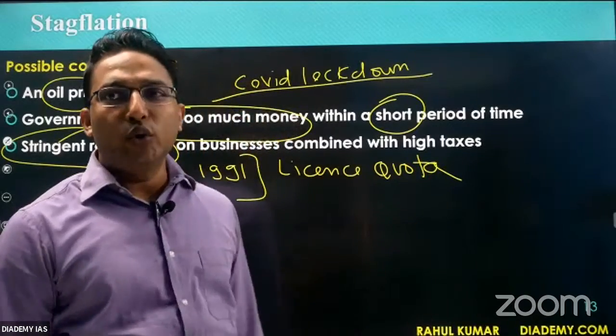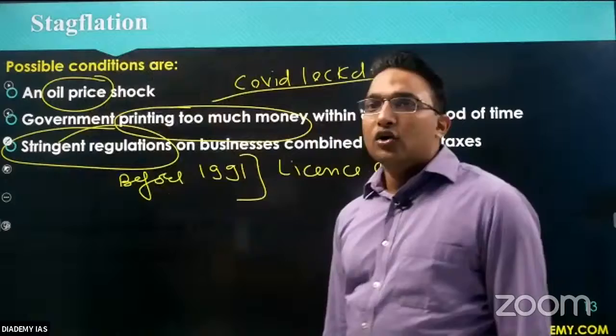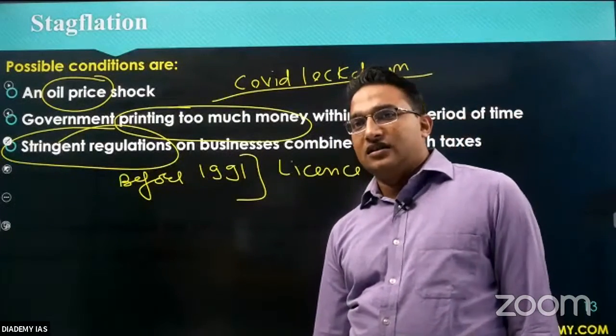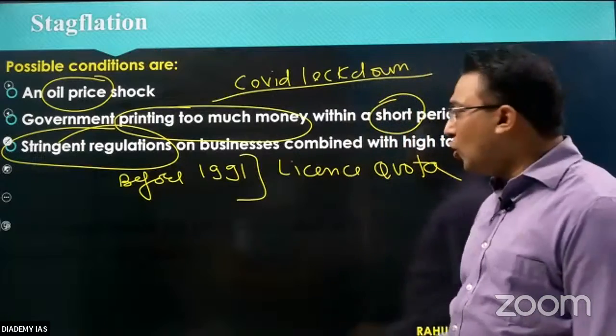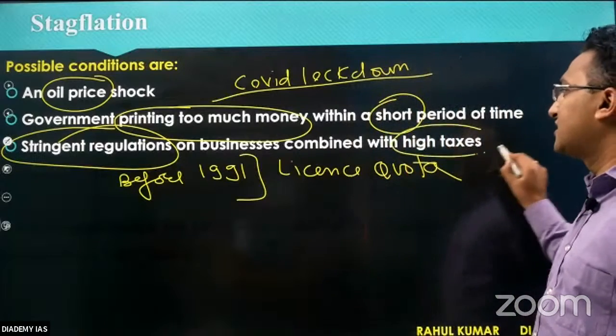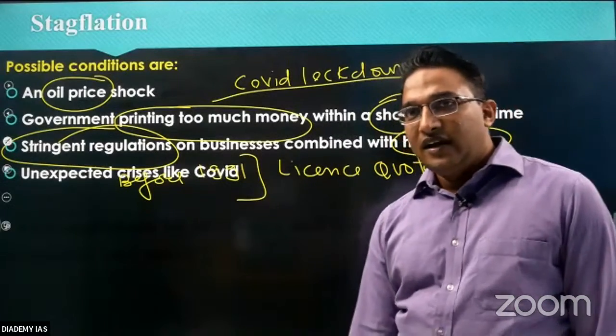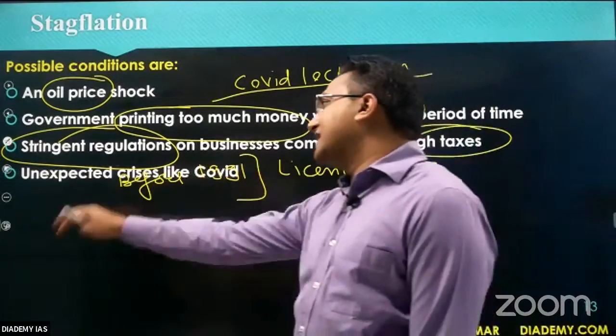It was difficult to increase the production. Okay. So despite increasing the prices, the production cannot increase because of so many business restrictions, or there are very high amount of taxes, and because of high taxes, the price of the product is increasing. And the next thing can be unexpected crisis like COVID.